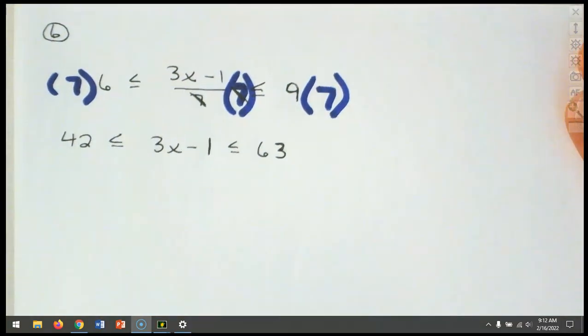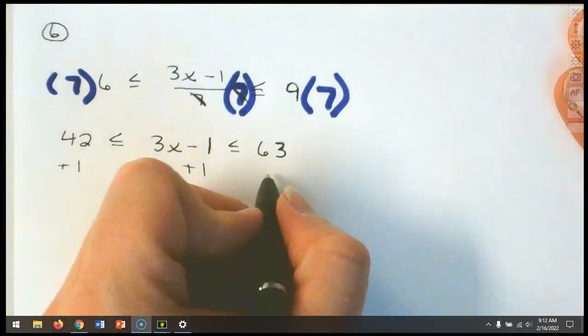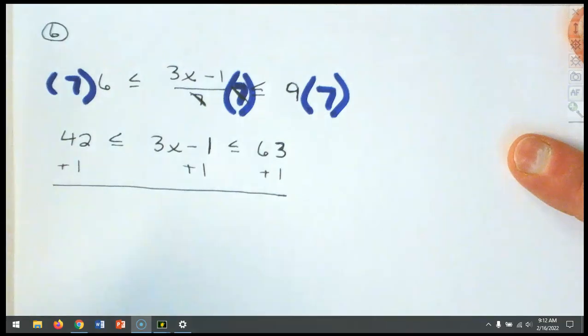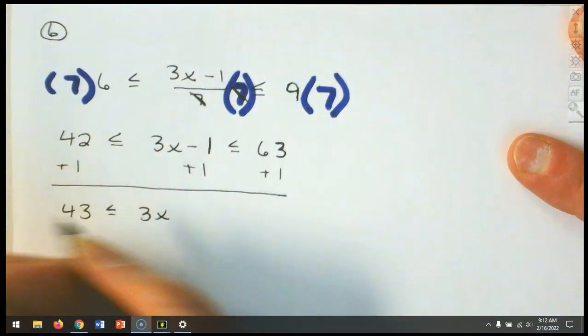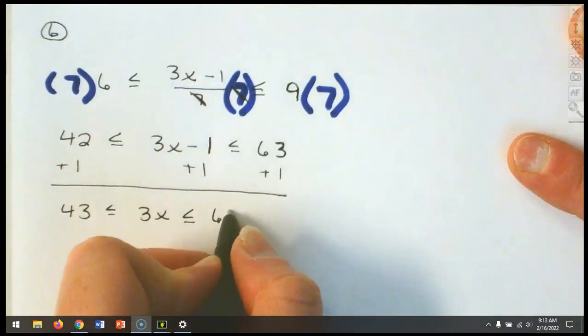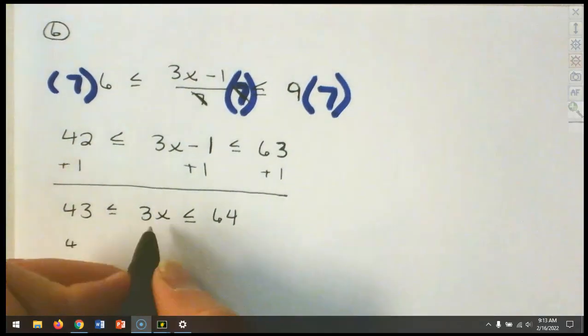Now we can finish it. Add our 1 to all 3 sides. And then we've got 43. We have a 3x in the middle. And it looks like we have a 64 on the right-hand side. And these may or may not reduce down. I don't think that they will. Nope. So that's going to be, we'll divide everything by 3.